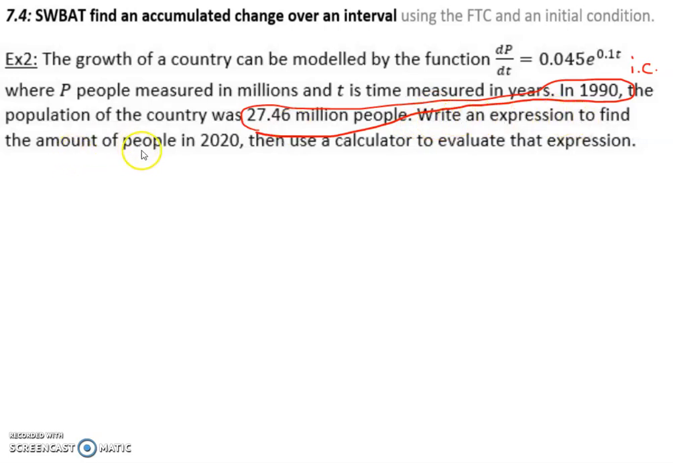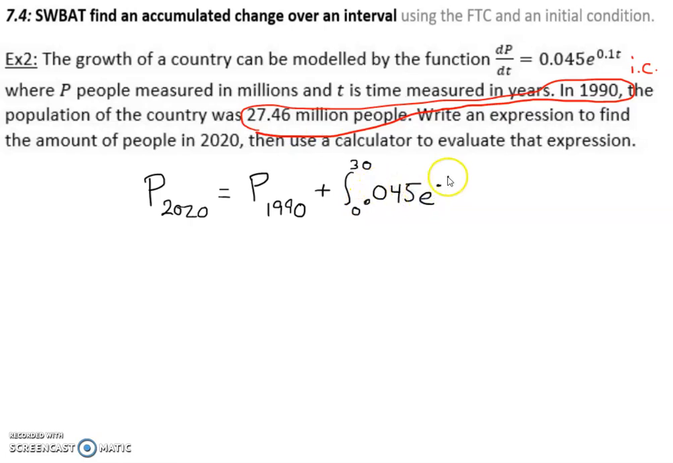Write an expression to find the amount of people in 2020 and then use a calculator to evaluate that expression. So I know that the population in 2020 is going to be equal to the population in, sorry, 1990 it said, plus the accumulated change from 0 to 30, because that's 30 years, of that function dP dt. So 0.045 e to the 0.1 t dt.